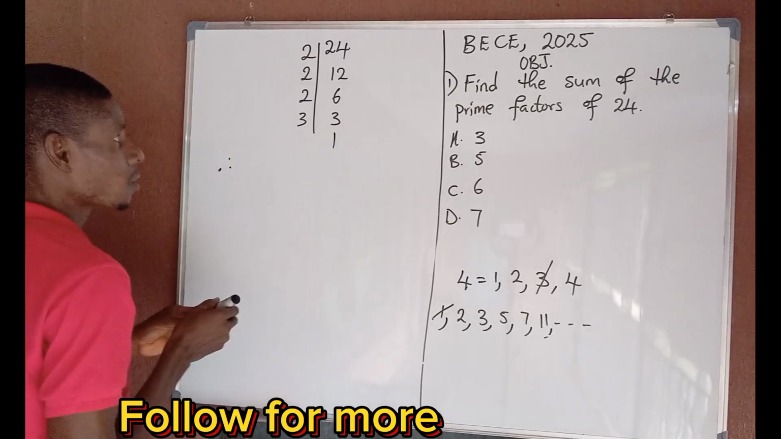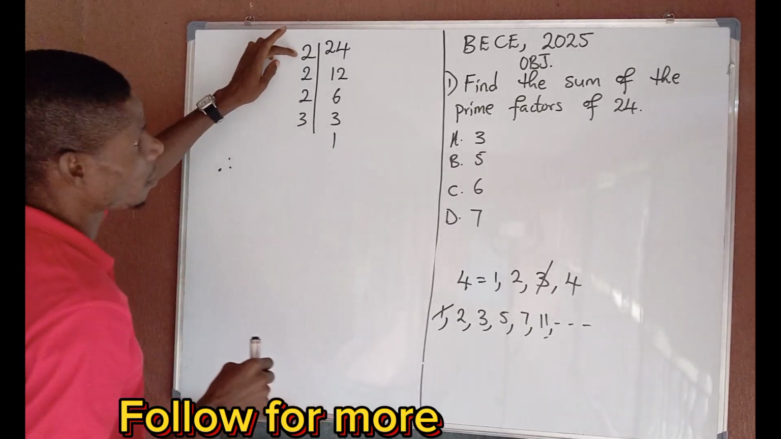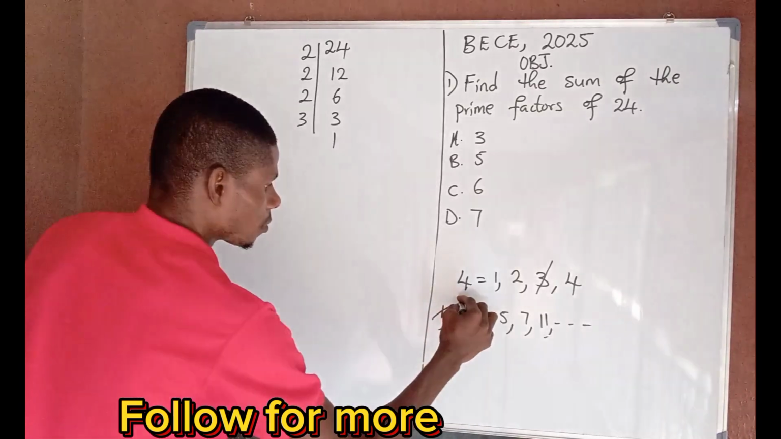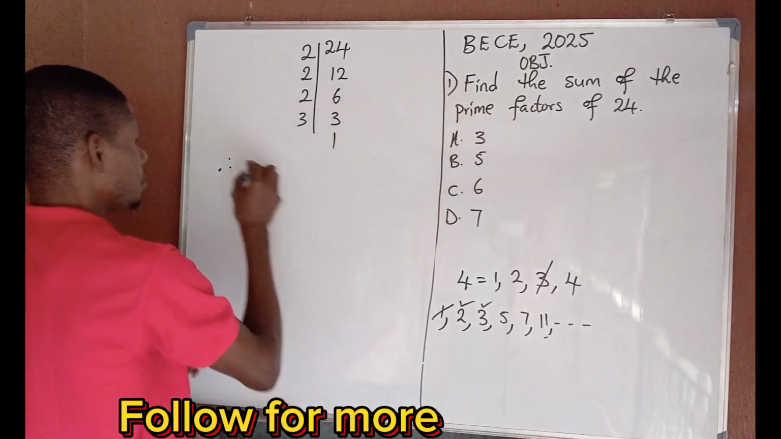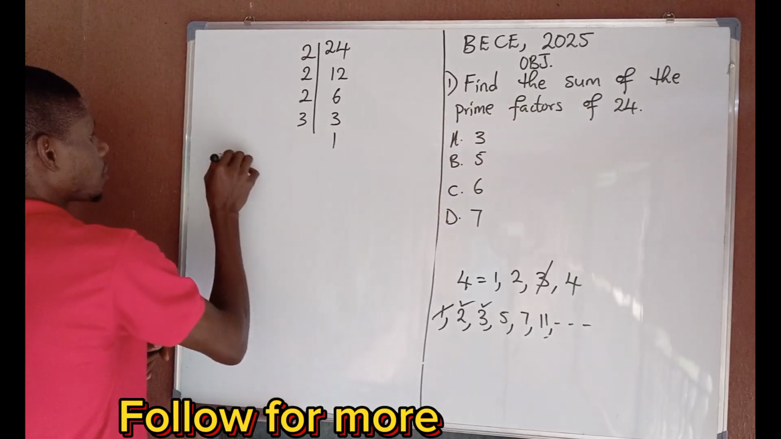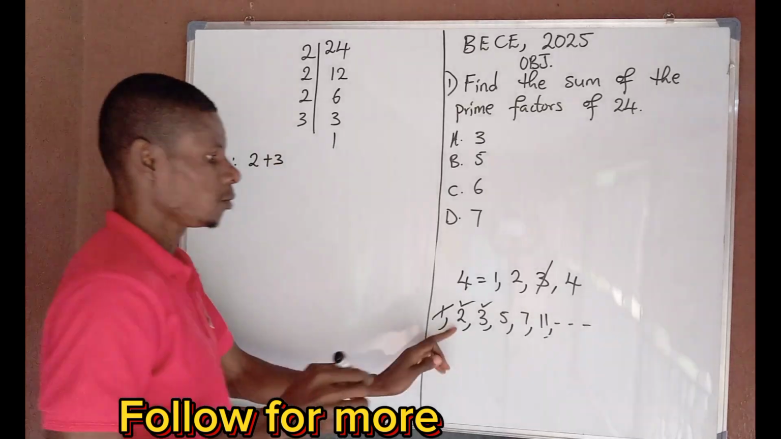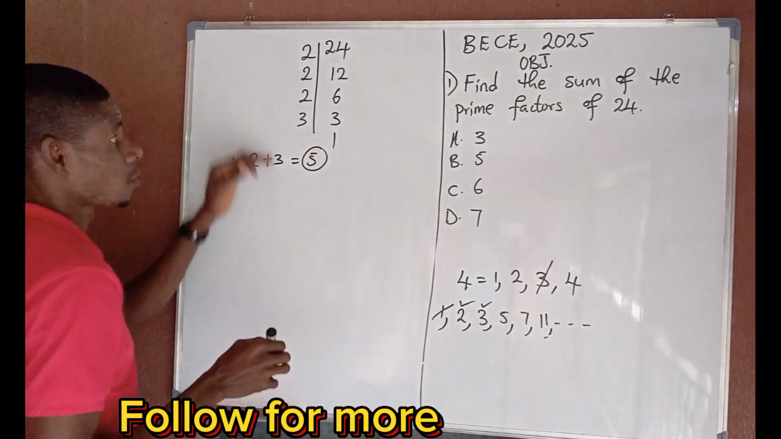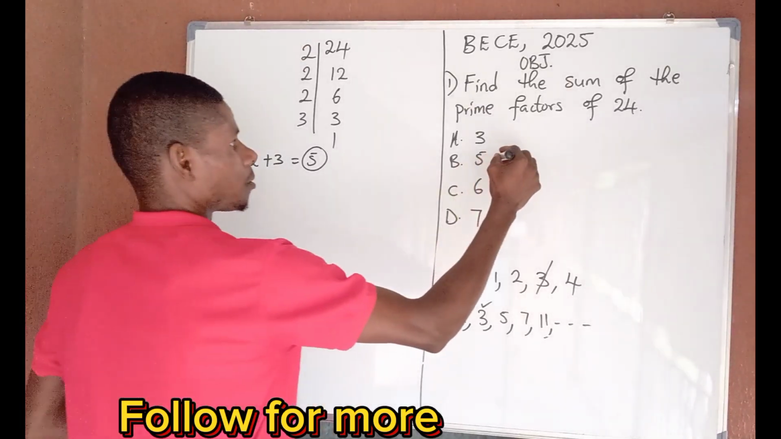Okay, what are the prime factors? The prime factors here are just 2 and 3. Since we are asked to find the sum, this implies 2 plus 3, which is equal to 5. So the sum of the prime factors of 24 is 5. And from the options we have 5.